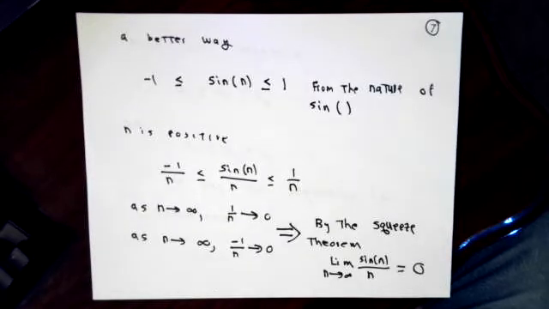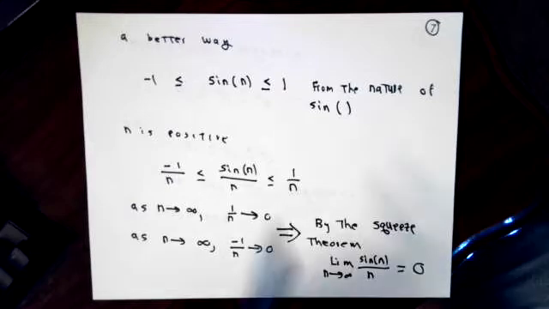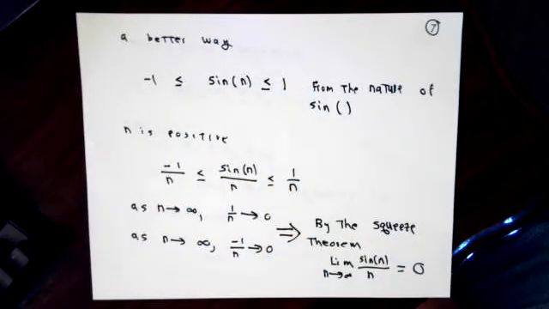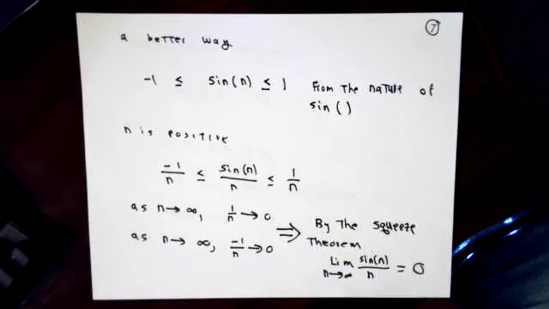A much better way of going after this is to take advantage of how the top acts. Sine of n, no matter what n is, is between -1 and +1. In an inequality, if you divide through by a positive number, you don't disturb the inequality any. So take this inequality and divide through by the number n, which is positive, and you get this inequality.